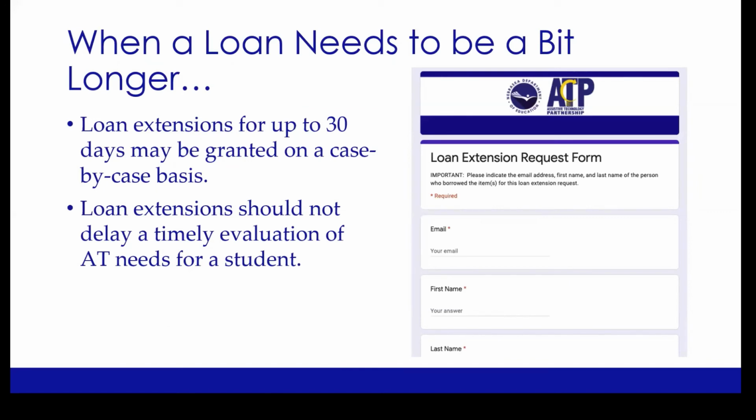Most loan periods are for up to 60 days in order to complete a timely assessment. A loan extension may be requested if an AT assessment could not be completed within the 60-day loan period due to unforeseen circumstances or if the student is waiting on delivery of purchased AT. Please fill out the loan extension request form and choose a reason for the request. The extension request will be reviewed and may be granted, but not guaranteed, for up to 30 days past the original due date.